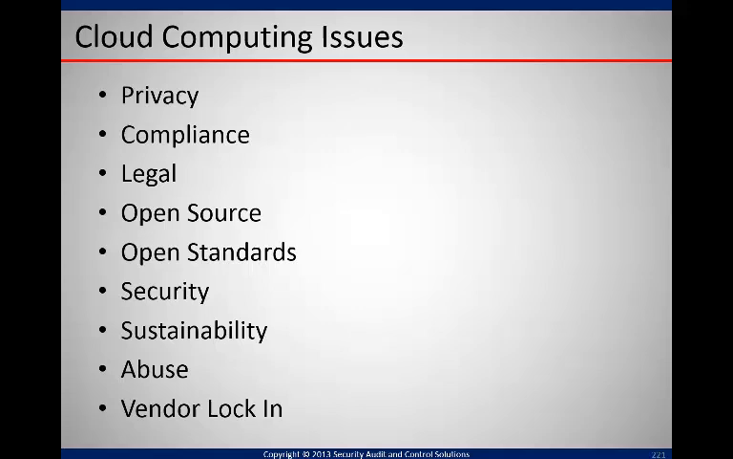Issues around this include privacy. Who has got access to your data? Compliance, who reviews that? Legal issues around this. Open source, as we see some companies coming together and defining their own cloud computing standard. This open standard may actually create a problem, in that they would like you to buy into it and rope you into their proprietary products. Security is an issue, sustainability, abuse.